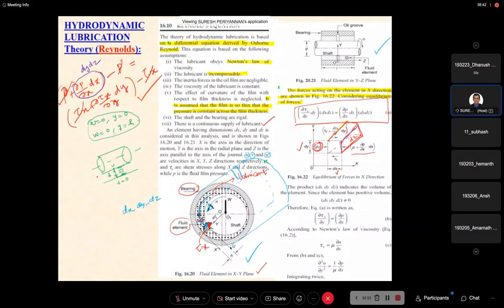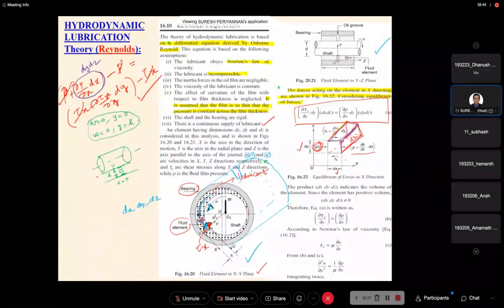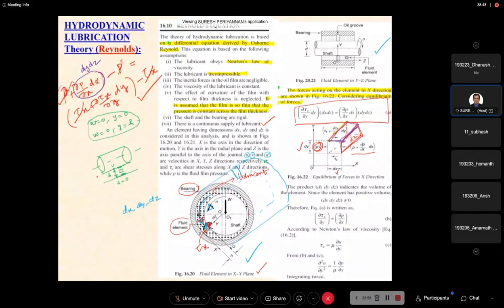The shear area of the fluid element is dx into dz, multiplied by dx into dz. Now this is dx dy dz common, which is the volume of the fluid element. We cannot consider it as 0, so eliminate it. Finally, simplify this equation, then substitute.